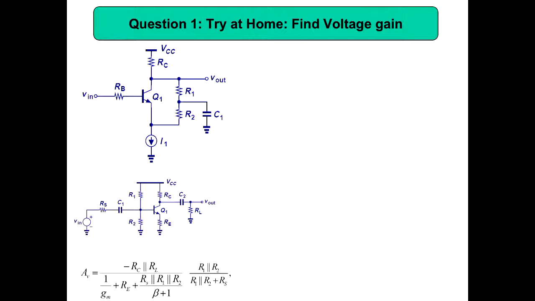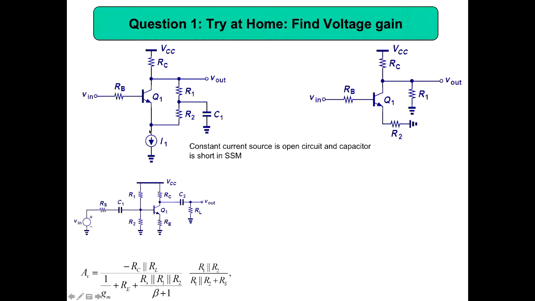So this is a circuit. Constant current source is open circuit and capacitor is short in the small signal model. In the small signal, you don't have this capacitor. This is short. This is a constant current source and that is open, so you don't have this part in the small signal. So then this will collapse to, see, you got Vin, RB, Vin, RB. Then you got RC and then you got VCC and then you got Q1. Then this part is open, so this was gone. And then the capacitor is a ground. So this is a ground.